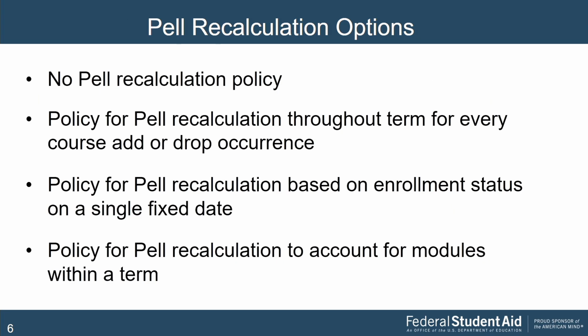So your options: you don't have to have a Pell recalculation policy. You can have a policy to recalculate Pell for every course add or drop occurrence that occurs in a term. A policy to recalculate based on enrollment status on a single fixed date, and also a policy to recalculate to account for enrollment changes in modules within a term.